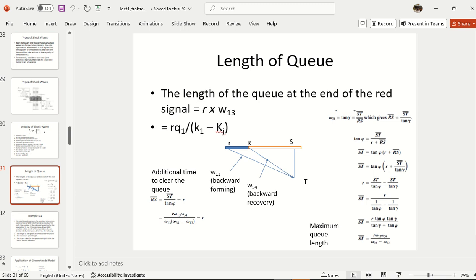Yeah, so we did this derivation. This equation gives you the length of the queue at the end of the red phase. This equation gives you the time required to clear the queue, the clearance time. And then we have an equation for ST. What is ST? The maximum length of the queue.